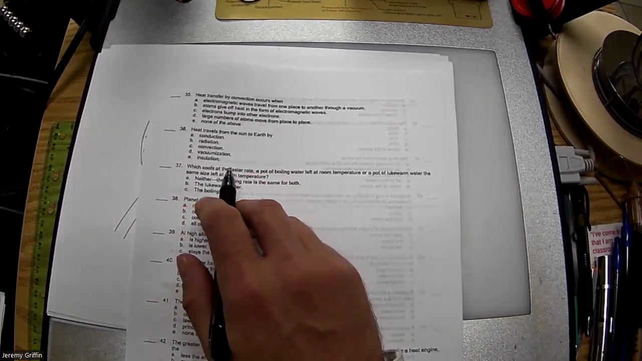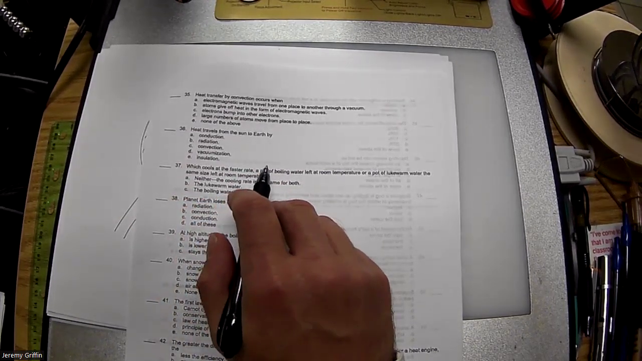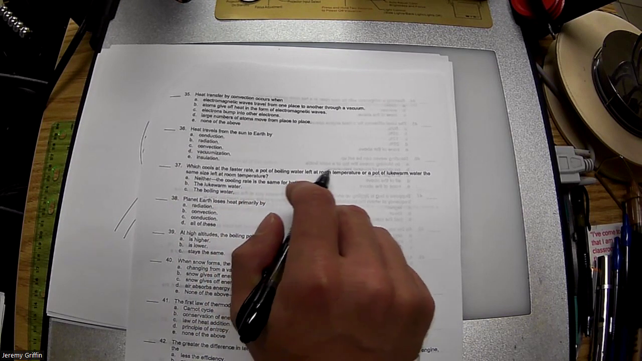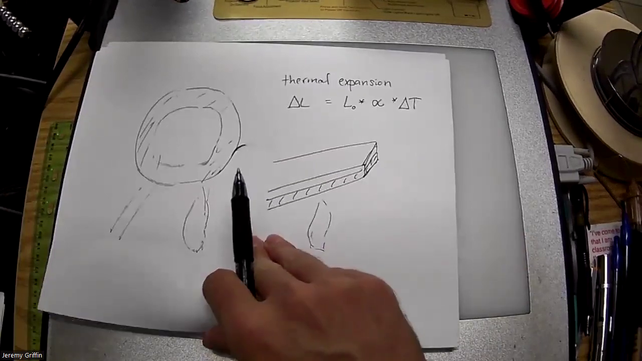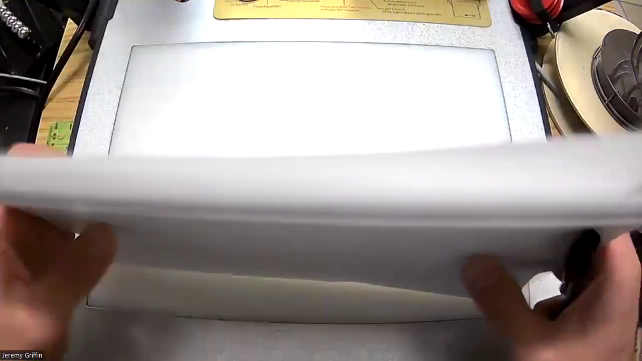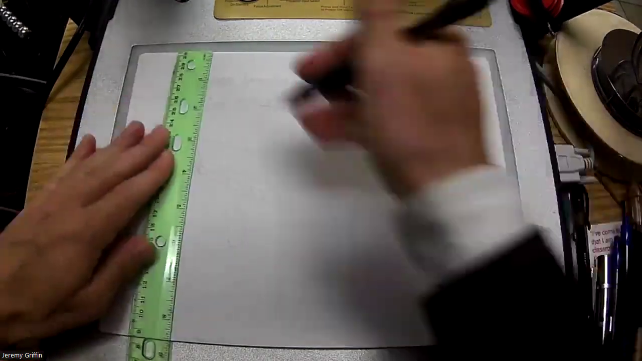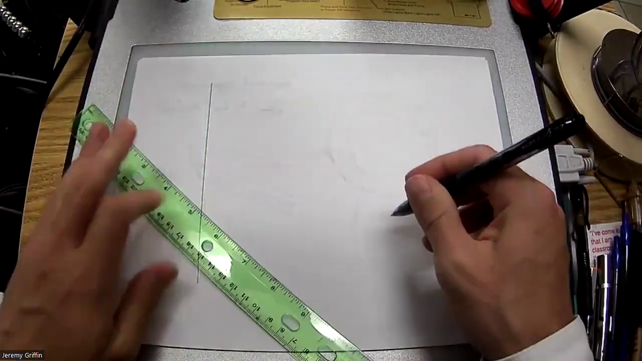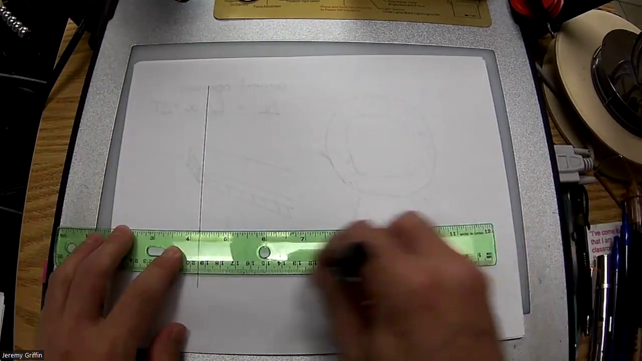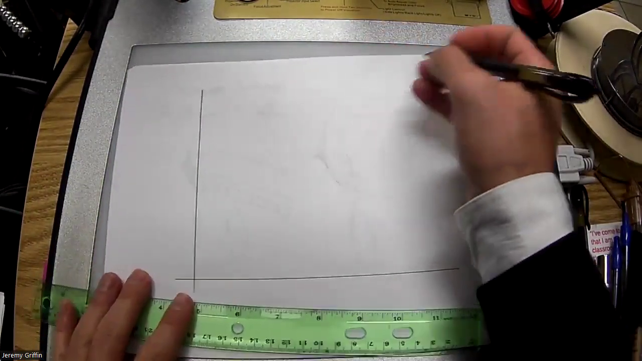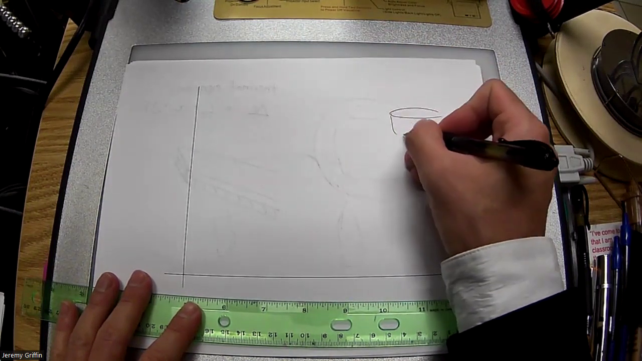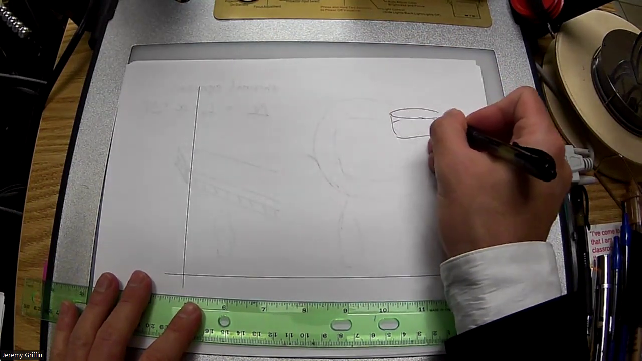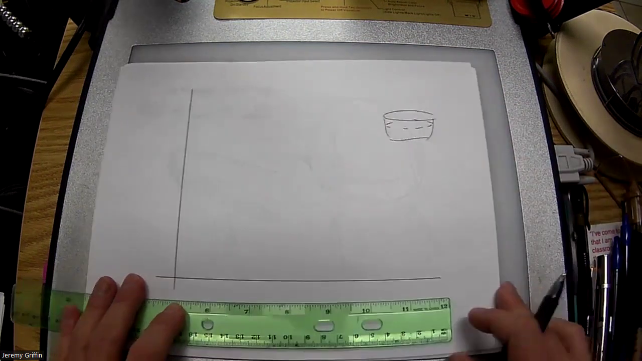Which cools at a faster rate? A pot of boiling water left at room temperature or lukewarm water left at the same temperature? Now, the key here is cools at a faster rate, the word rate. So let's do a graph. You guys remember Newton's law of cooling? Suppose you have two pots of water, one with near boiling water and one with lukewarm water, right?